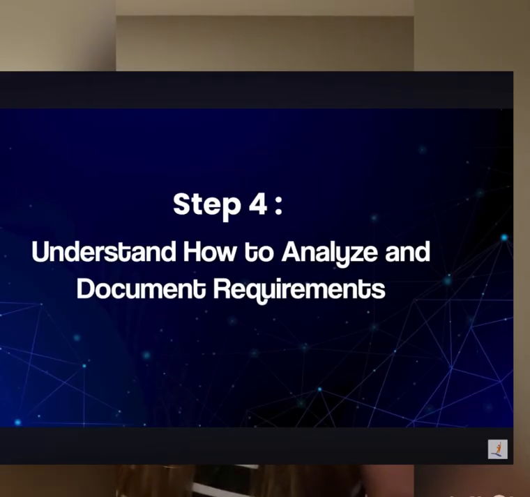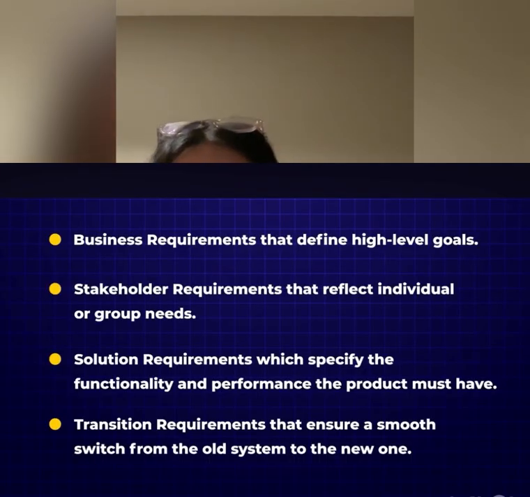Next comes requirement analysis and documentation. Once you gather the requirements, the next step is to analyze and organize them properly. Requirements generally fall into four major categories. First is business requirements, which define the high-level goals of the organization.